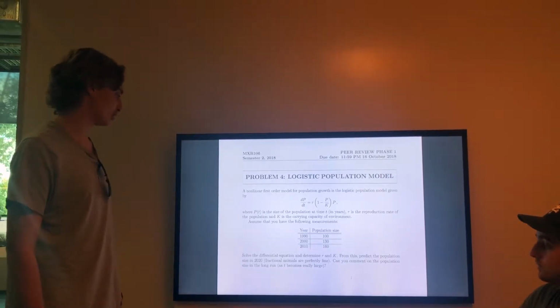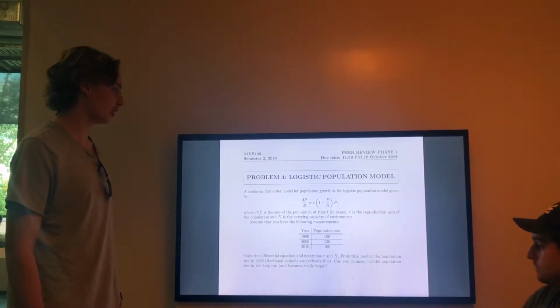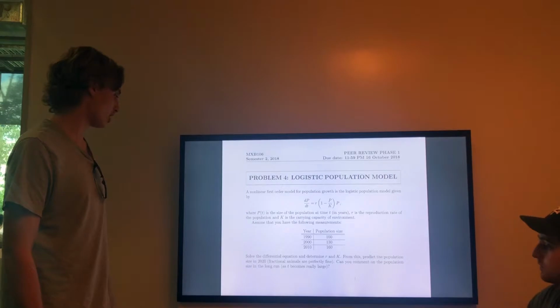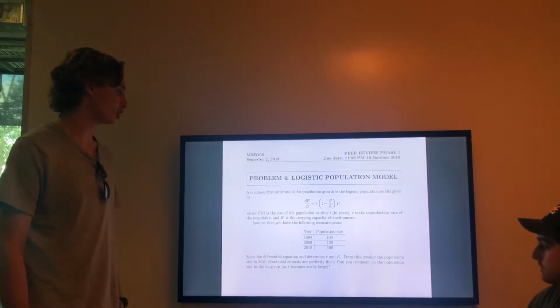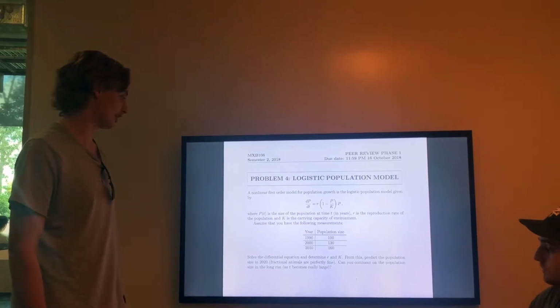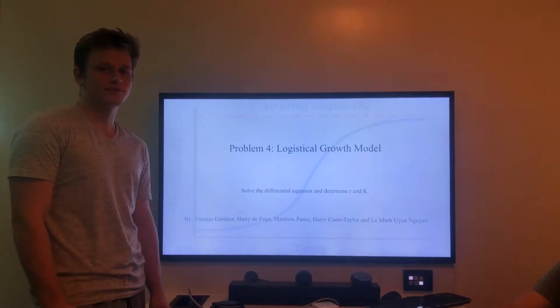Now we have to solve the differential equation and determine r and k. From this, predict the population size in 2020. Fractional animals are perfectly fine. Can you comment on the population size in the long run as t becomes really large?